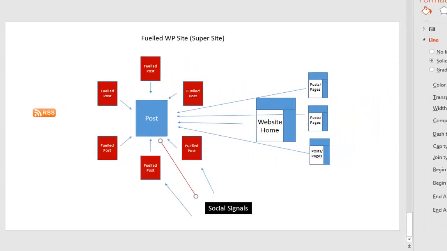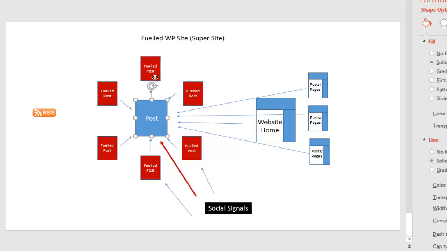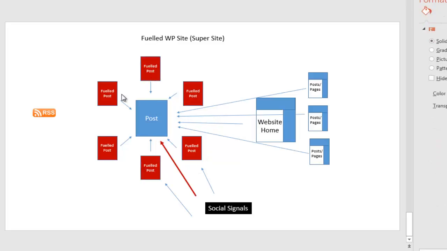Let's put this in red and we'll just make it a bit larger. Because you can send links directly to this post to rank it. So why do you want to send links to these ones? Well, what I'm saying to you is send links to this post, send links to these posts as well. But if you don't want to send links to these posts, then don't worry.